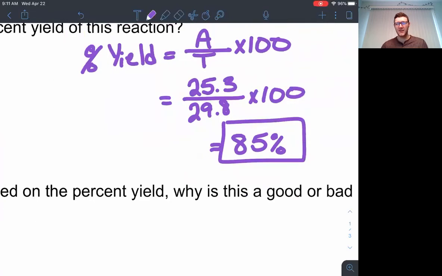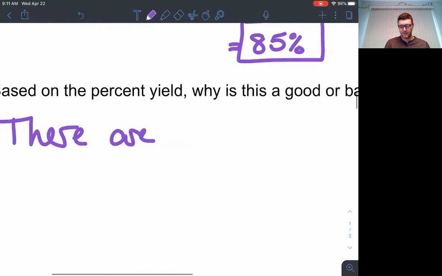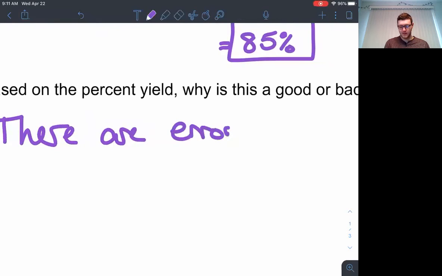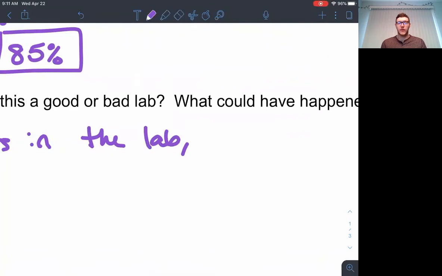Now, is 85% good? All right, yeah. So 85% is good. There were still errors in the lab, but this is a good lab because we were close to what we were supposed to be making.